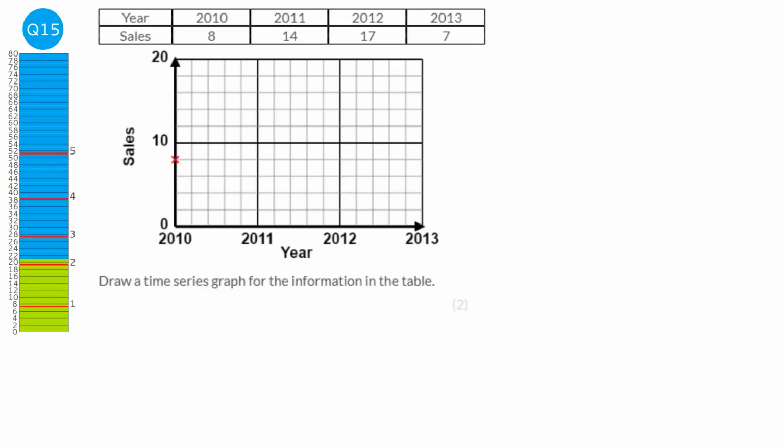So for a time series graph, it's just a line graph with time being on the x-axis. And so we've got the first one plotted for us. So we're going to plot the next one. So it's 2011, 14 high. 2012, 17 high, which will be here. And then 2013 is 7 high. And then what we do is we just join them up with straight lines.